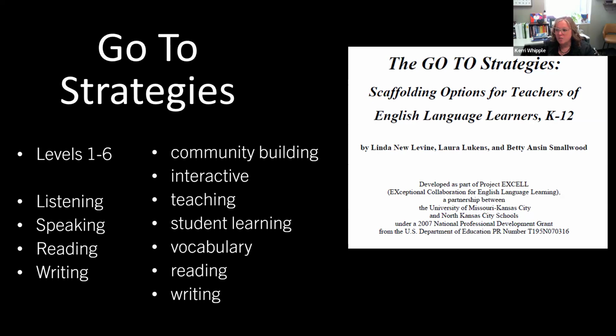They do have levels 1 through 6 represented, and they have those same areas of listening, speaking, reading, and writing in the document. They have the strategies organized in the document around 6 types of strategies. The first type of strategy is the community building strategy. Next is interactive strategies. The next is teaching strategies and student learning strategies, then vocabulary, reading, and writing.